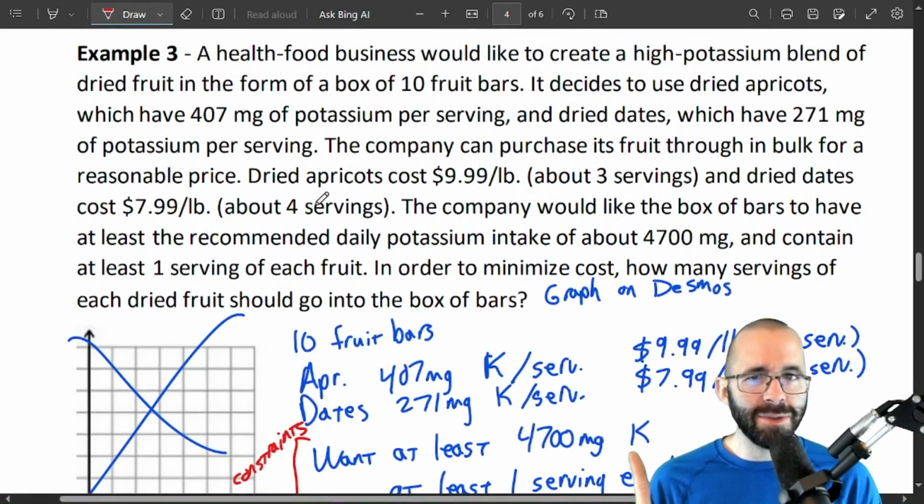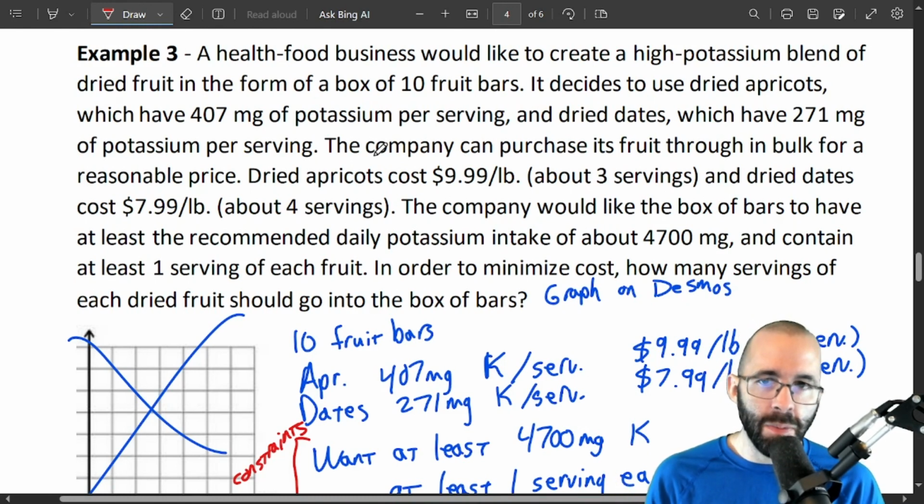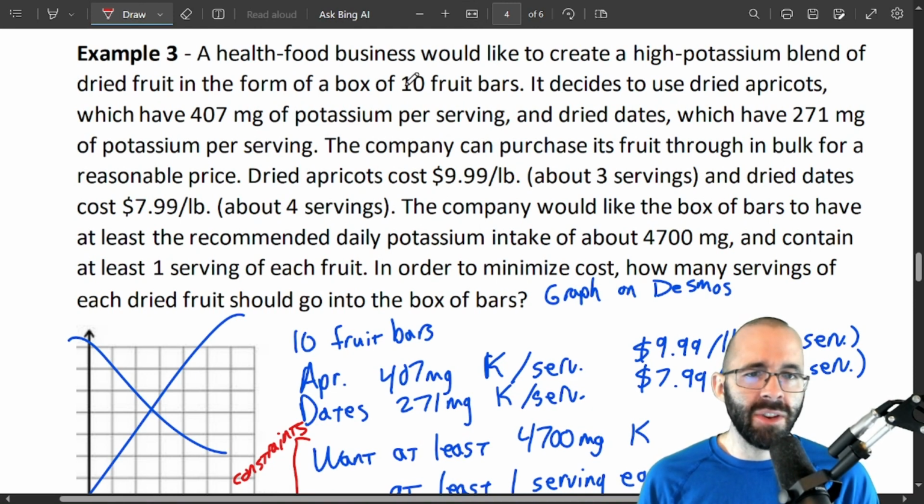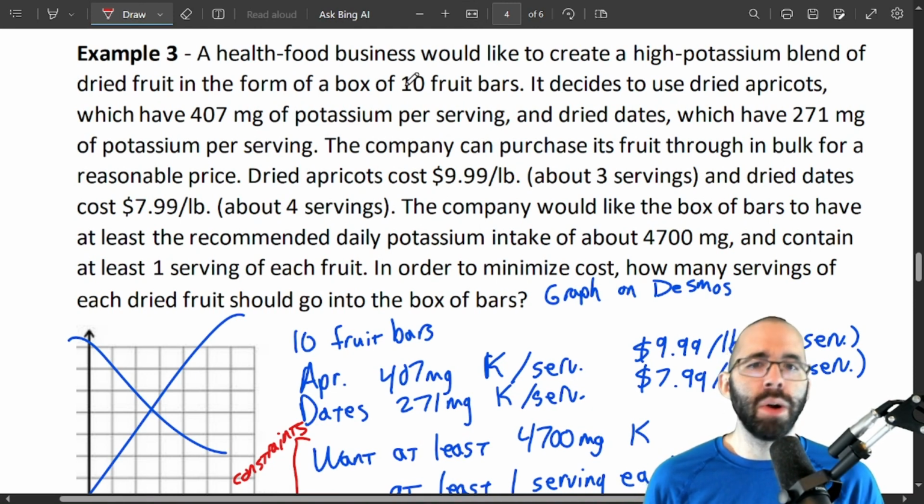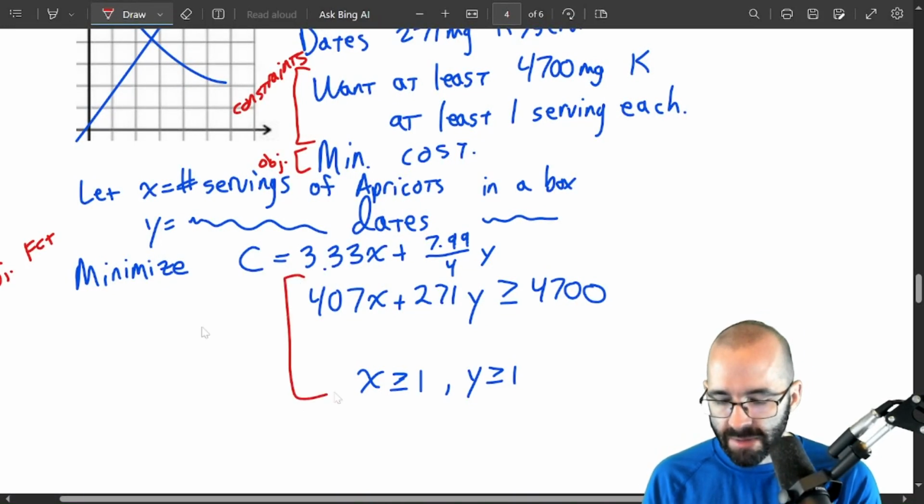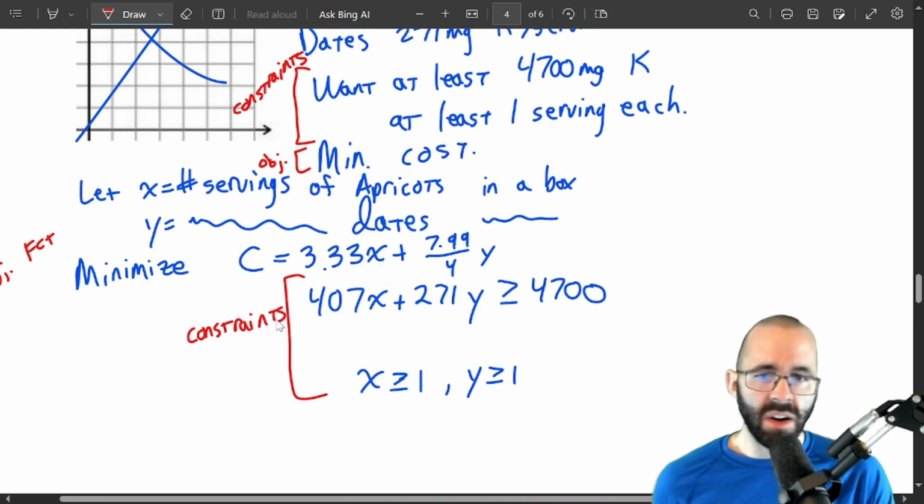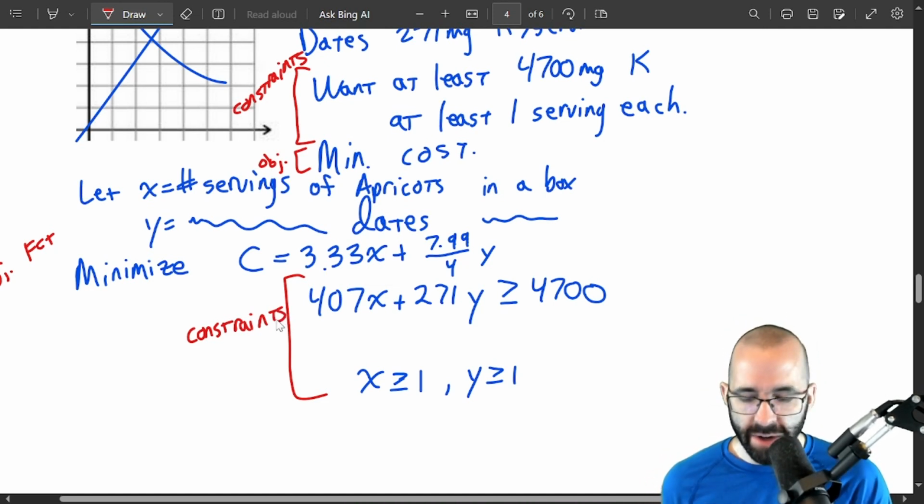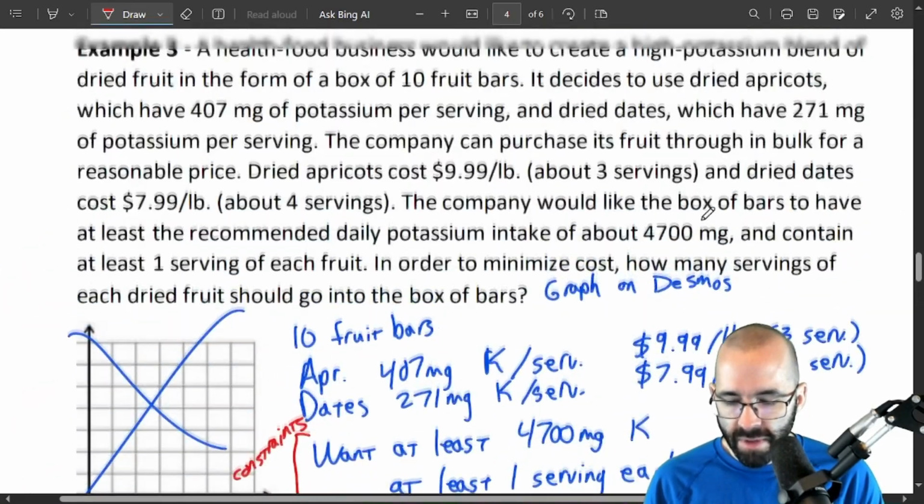And I actually paused real quick to double check that we don't need to use that. Sometimes the problem gives extraneous information that you don't need. Because it doesn't ask us ever, do we need to do something per bar? It just wants a full box. The fact that a box has 10 fruit bars doesn't really matter. So these are our constraints right here. A lot of times we deal with 4, but here there really are only 3 that we have to worry about. So that's step 3.